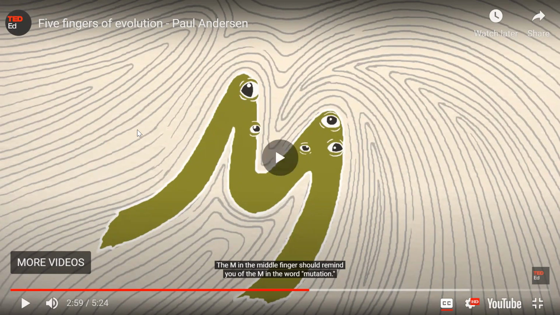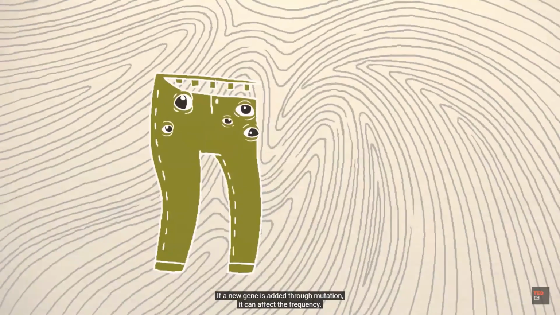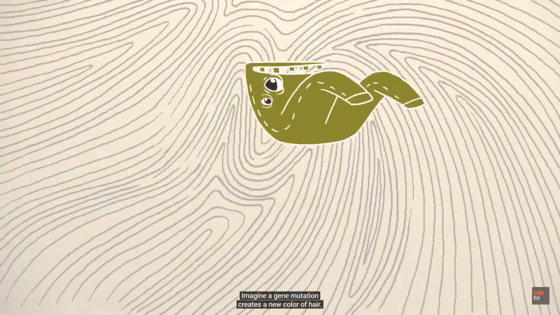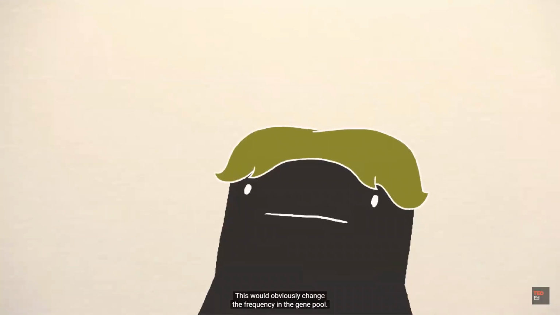We got mutation? If a new gene is added through mutation, it can affect the frequency. Imagine a gene mutation creates a new color of hair. This would obviously change the frequency in the gene pool.